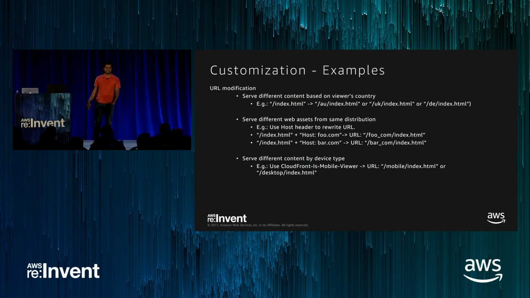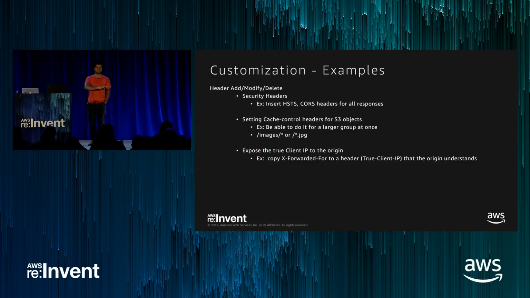Similarly, if you have a use case where you have multiple domains all served from the same distribution, but the content varies, you can do that by looking at the host header, maybe include that as part of your URL. The third way to do it is based on device type. You can take a look at the CloudFront-Is-Mobile-Viewer or CloudFront-Is-Desktop-Viewer headers, and then modify your URL accordingly.